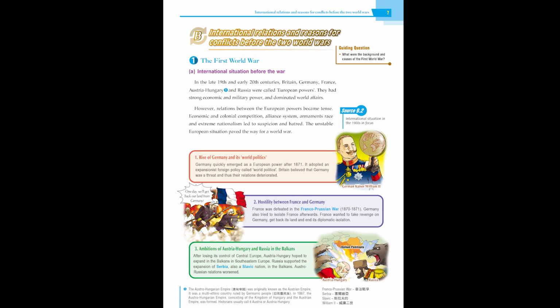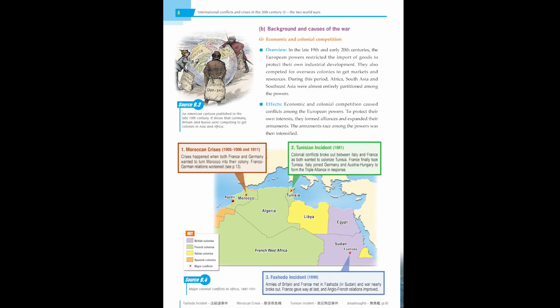3. Ambitions of Austria-Hungary and Russia in the Balkans. After losing its control of Central Europe, Austria-Hungary hoped to expand in the Balkans in southern East Europe. Russia supported the expansion of Serbia, also a Slavic nation, in the Balkans. Austro-Russian relations worsened. B. Background and causes of the war.